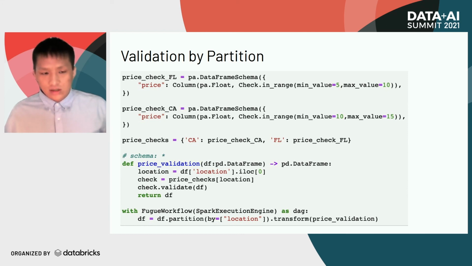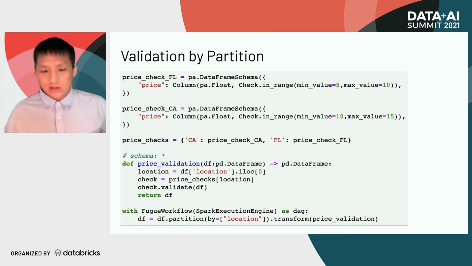Now in the last 2 lines, we can set up our Fugue workflow and pass in the Spark execution engine again. And then for the last line, notice that we partition by location. So in the earlier data frame, we're splitting that big data frame into smaller data frames. And by the time it hits the price validation function, it's already partitioned by location. So by the time it enters the price validation function, there is a California data frame and there is a Florida data frame. And that's why we can pull the location by getting the first value under the location column. After we partition, we just transform with the price validation.